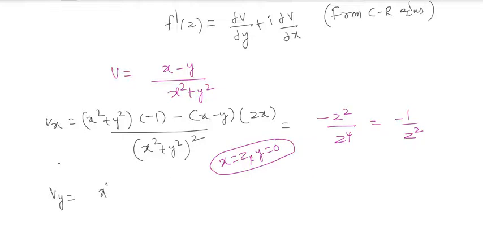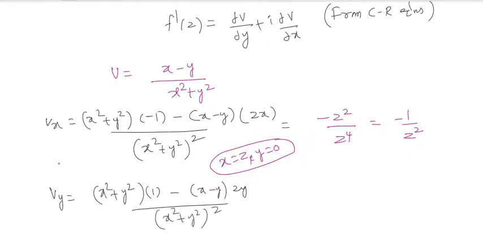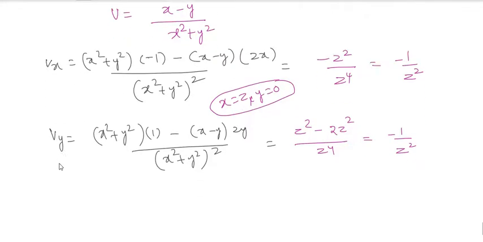Similarly, you calculate vy also. vy will be, applying the u by v rule, x square plus y square into 1 minus x minus y into 2y, divided by x square plus y square whole square. Again, substituting x as z, y as 0, we will have z square minus 2z square by z power 4, which is minus z square by z power 4, which is nothing but minus 1 by z square. Check it out. So this is your vx and vy.